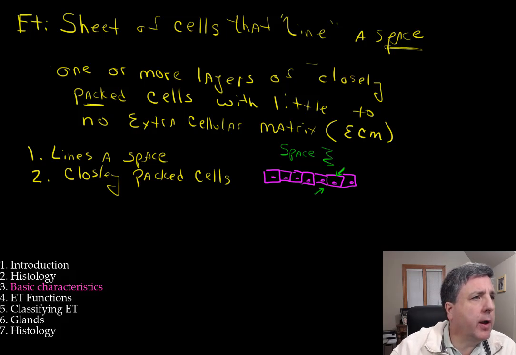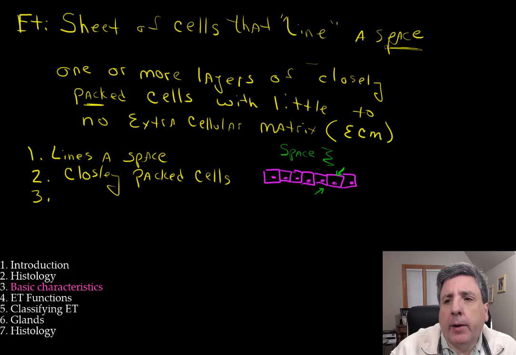So let me go back here and do number 3. What we're looking at here is that it is avascular. So epithelial tissue is avascular.